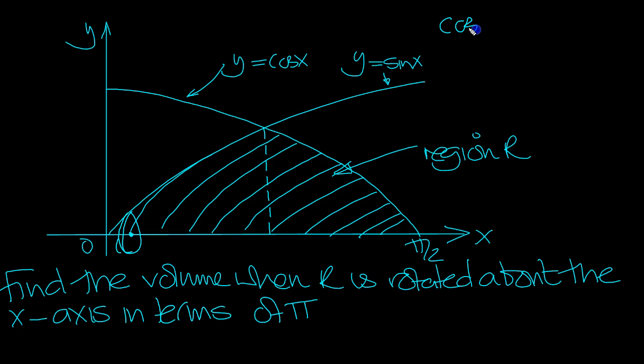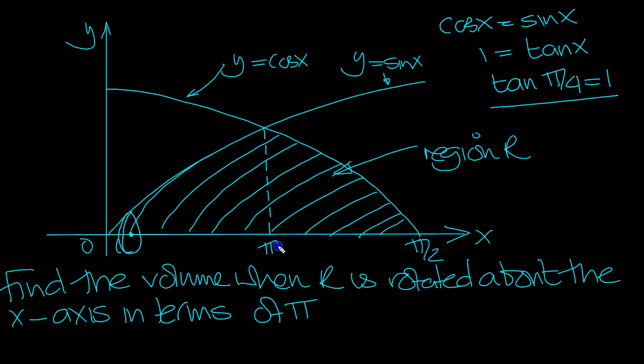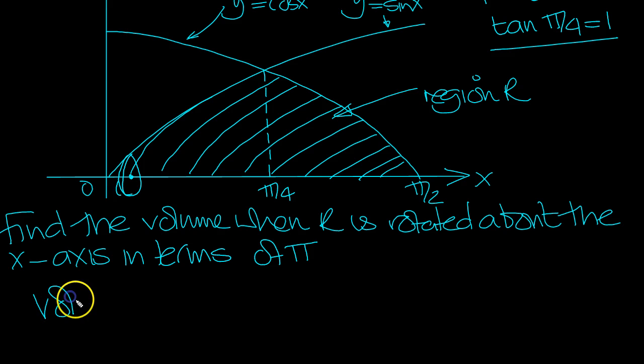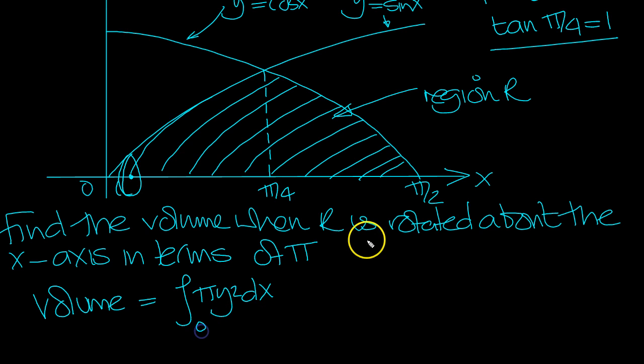So basically, when does cos x equal sine x? Well, if we divide by cos both sides, we see that one is equal to tan x. And we know that tan of 45, or pi over 4 in radians, equals 1. So this point here is pi over 4. So what we've got then, volume is equal to the integral of the area of this disk, which is pi r squared. The radius is the height, so that's y squared dx, between 0 and pi over 2.